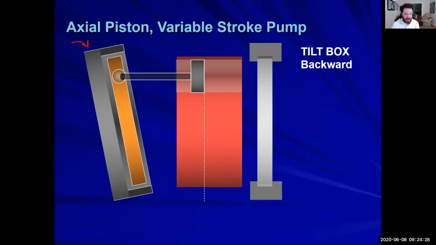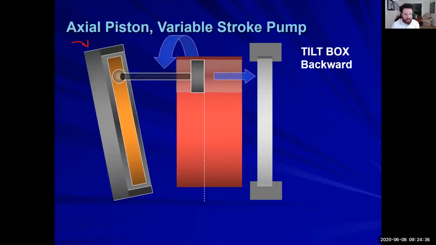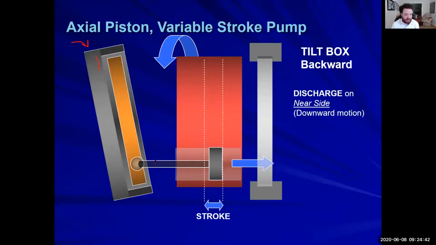So if this dotted line was in the neutral position, where it was riding that and it was not moving any fluid, now this piston is going to ride this tilt box because it's going to be moving, and as it rotates, it's going to want to ride this. And now we're going to actually have a stroke. So from here to here is the stroke, and that volume of fluid is going to be pushed out.